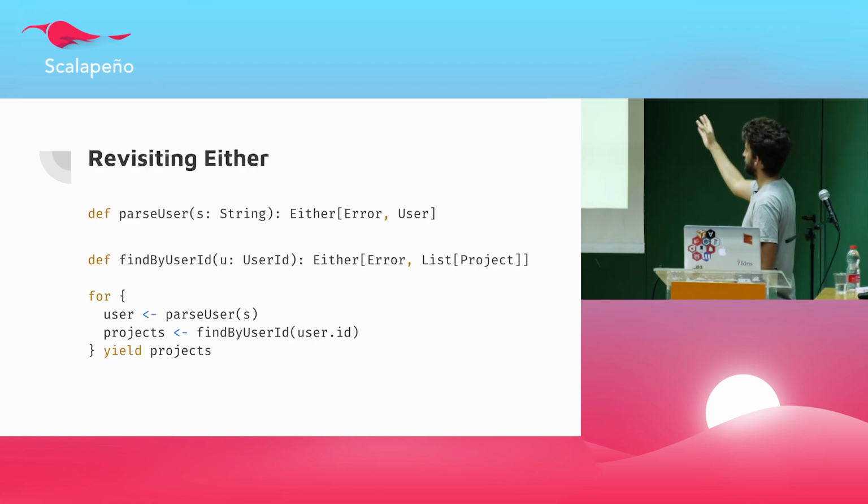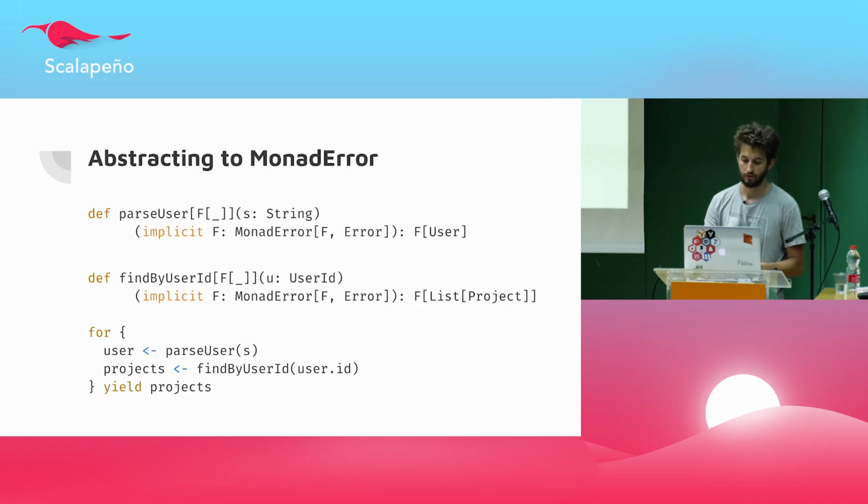So we have this parse user and find user by ID. We don't want to find users, we want to find projects. Let's rewrite this using this MonadError abstraction. We have this type constructor f, which takes a type to become a fully formed type, and we say that it has to have an instance of MonadError for this f and our error type. And instead of returning an either error or user, we just return an f of user.